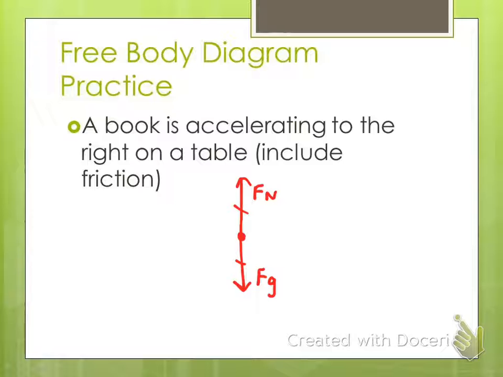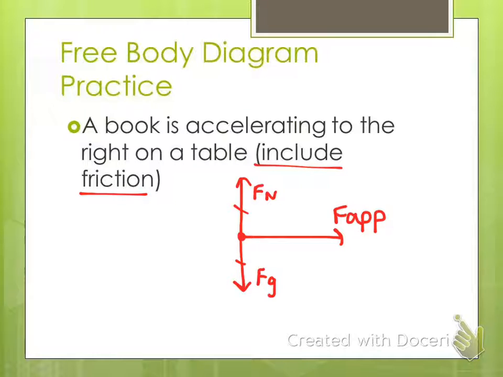Okay? Now it says it's accelerating to the right. So I have an applied force. It doesn't tell us if it's a pull or a push, but I have an applied force. Which direction does that need to go? To the right. Okay, so I say force applied. And then what do I know about my frictional force? Because it tells us to include friction. It needs to go opposite. It needs to go to the left.